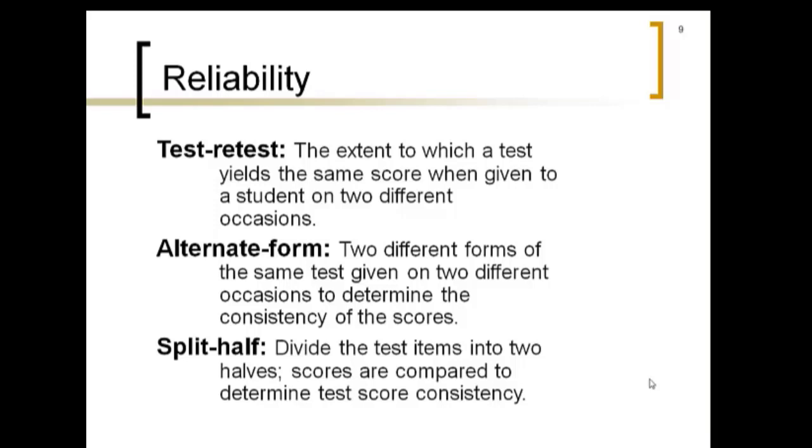So keeping that in mind, you want to have all those things consistent from version A to version B of a test. And then split half reliability refers to dividing the test into two halves. So one way to do this might be the first half of the test versus the second half. So if there are 50 questions, compare the first 25 and the second set of 25.